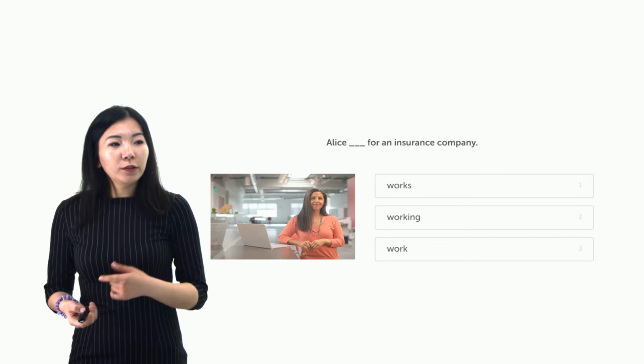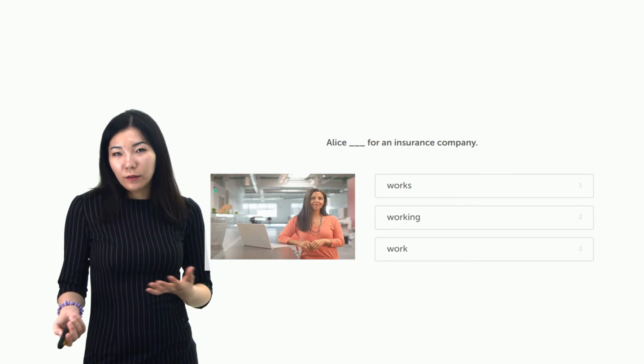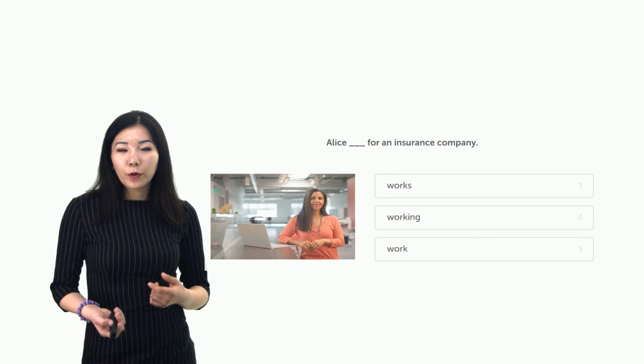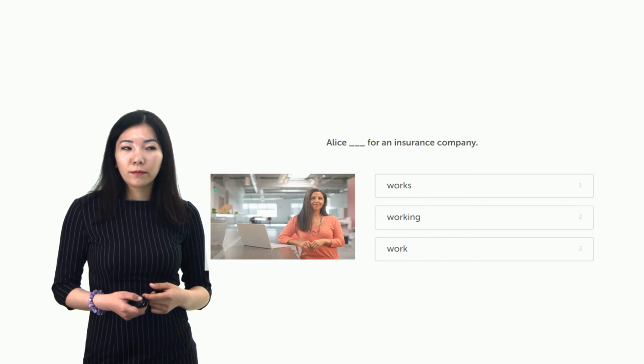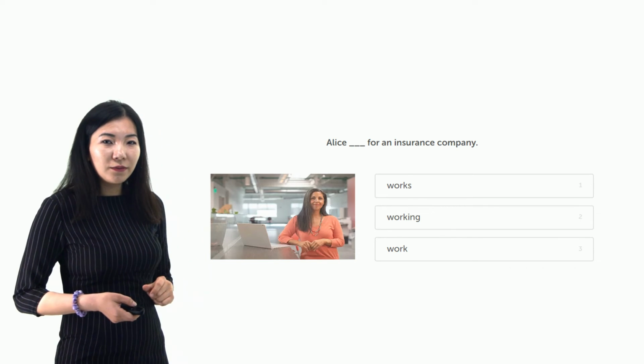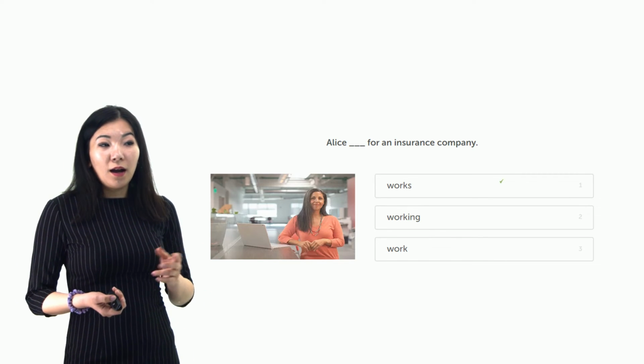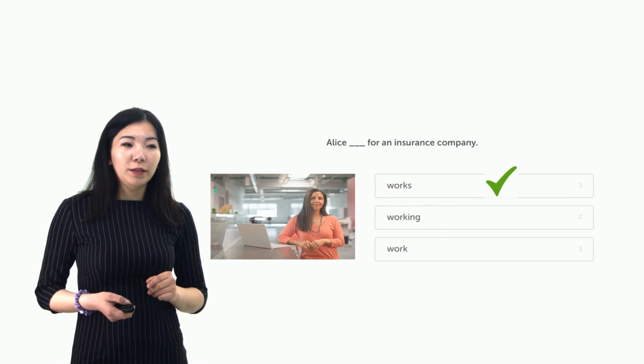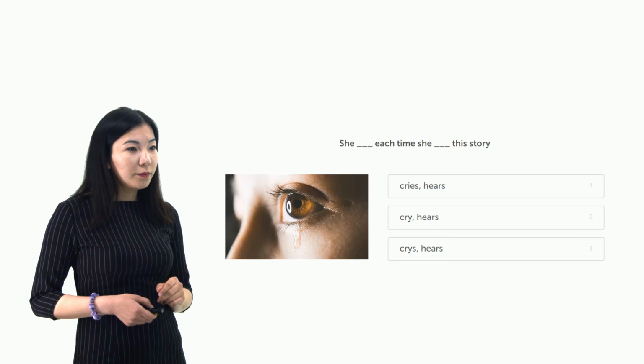Alice for insurance company. Of course, Alice is she, third person singular form, we need to add s. Little hint for you guys. Alice works for the insurance company. Next one.